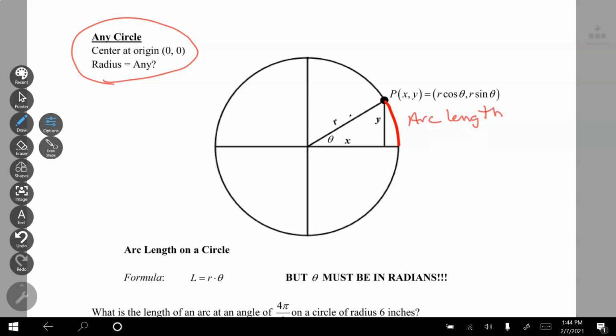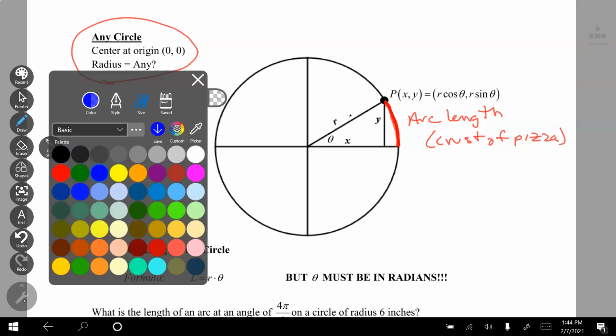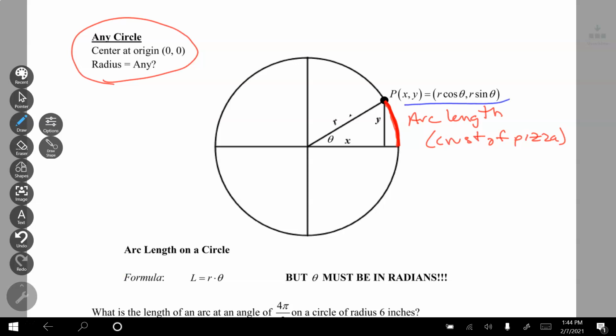So I want to figure out this arc length on a circle with any radius, or, if I think this circle is a big pizza, this is the crust of the pizza. How long is that crust? Well, it's exactly what we did before. When we went to figure out x's and y's, we have to multiply these values by r to figure out our x and y's. Well, I'm going to do the same thing.